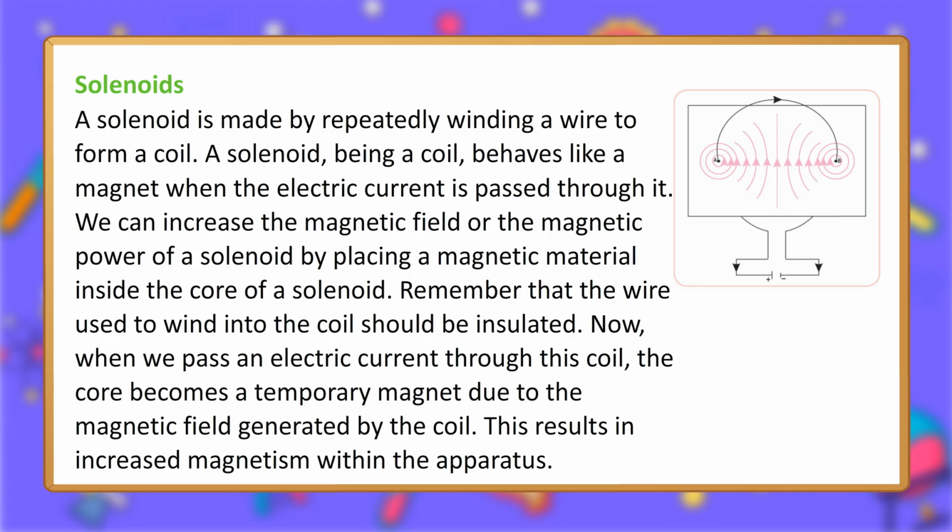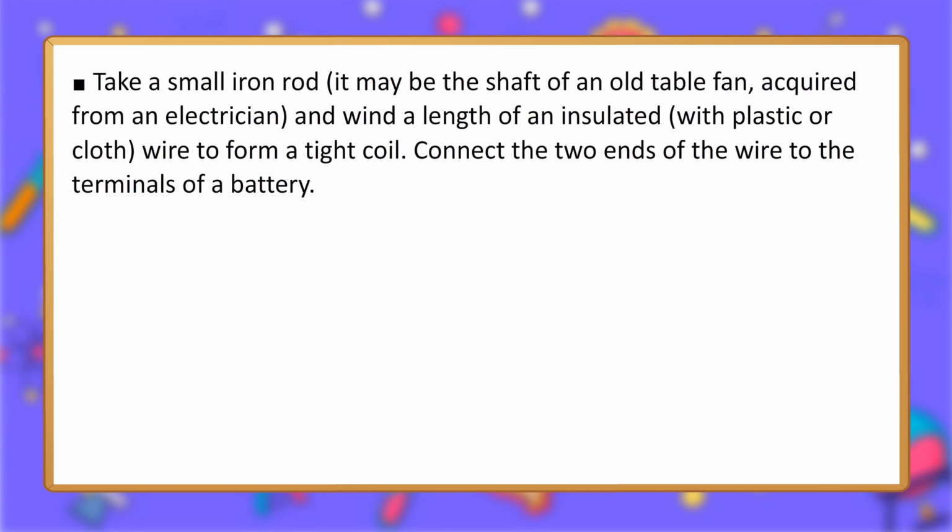Now, when we pass an electric current through this coil, the core becomes a temporary magnet due to the magnetic field generated by the coil. This results in increased magnetism within the apparatus.